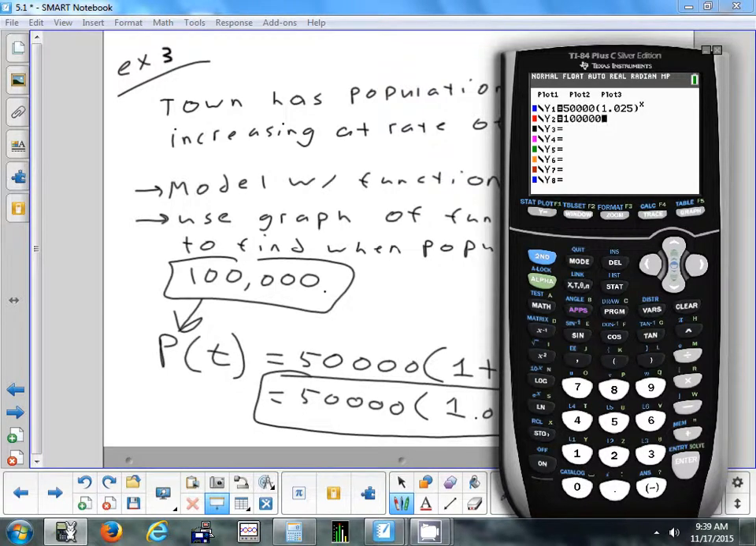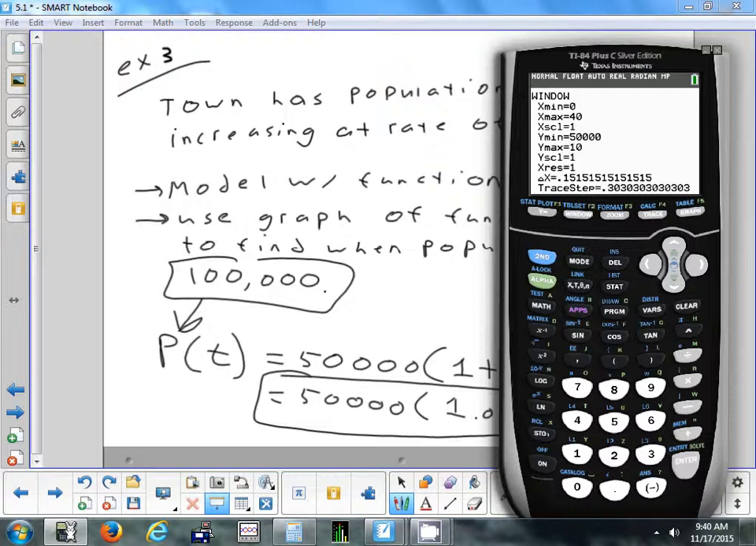Now, typing this in correctly does nothing if you don't have the right window. So what would make sense for an x min? 0. Yeah, we're not going back in time. X max is how many years we're going to go ahead. I don't know, let's set it to 40 years and see if we hit it. If we don't, we'll go a little bigger. How about y min? 0. Yeah, we're never going to go lower than 50,000. The population can't drop below that.